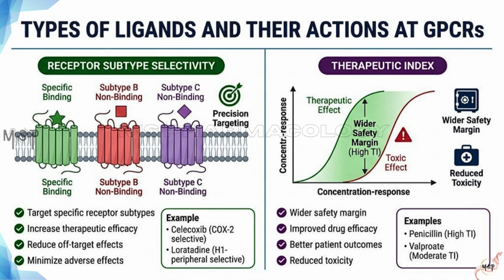For instance, look at penicillin. It boasts an incredibly high TI because it targets bacterial cell walls, a structure human cells completely lack. You can take doses well above the minimum effective concentration without approaching the toxic curve. On the other hand, drugs like valproate have a much more moderate or narrow TI.